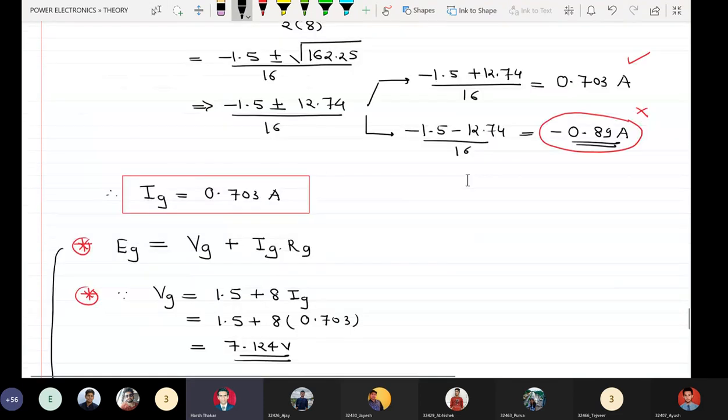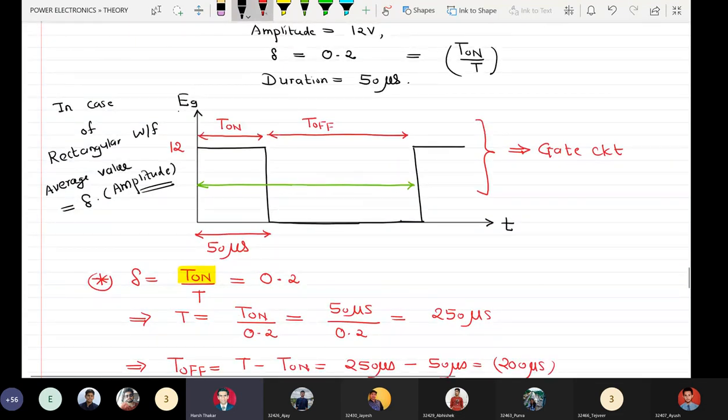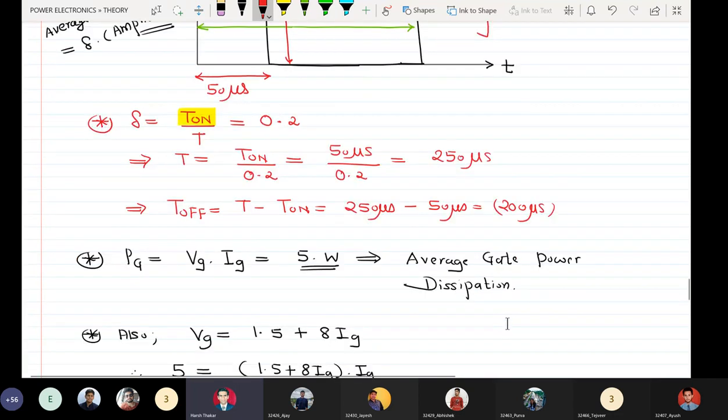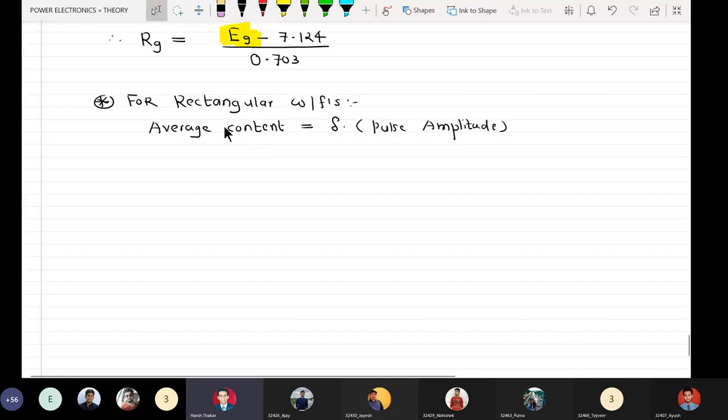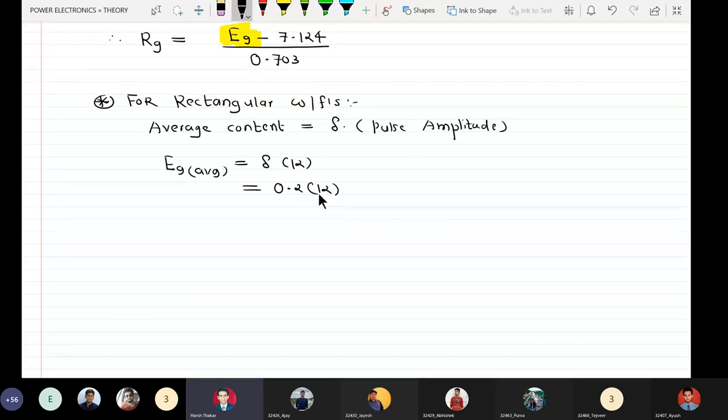So pulse amplitude is this thing. This is the pulse amplitude. So in our case, we can write EG AVG is delta into 12, equal to 0.2 into 12, which is equal to 2.4 volts.